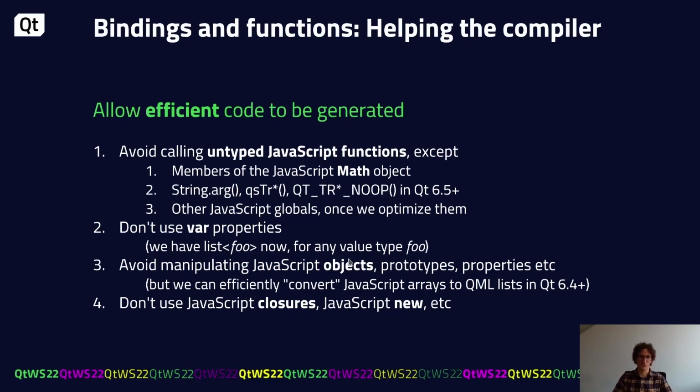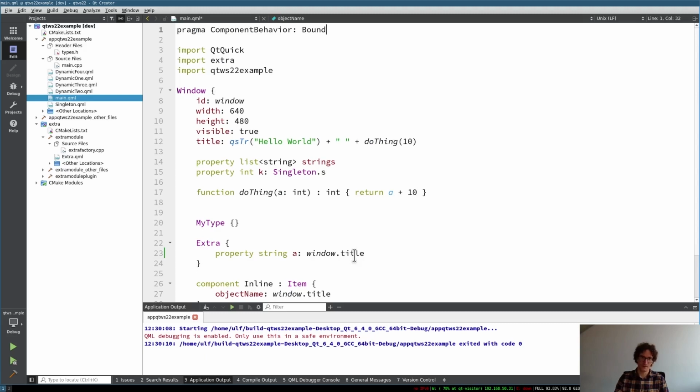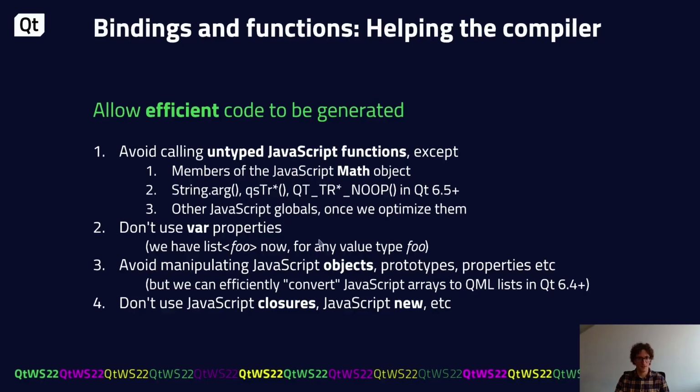Then you should not use var properties, for the obvious reason that a var property can hold any type, and we want to know your types ahead of time. As soon as you use a var property, we would have to generate code that switches over all types possible there, and that would be rather expensive. A common problem that was solved by var properties was storing lists. This is not necessary anymore. Nowadays we have list for all value types. You can, for example, write list<string> and that will be a typed string list. And of course, you can still use list with any object types, like you've always been able to: list<Item> or list<QObject>.